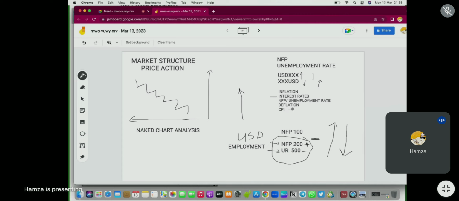CPI is also a high impact macroeconomic event. It stands for consumer price index.